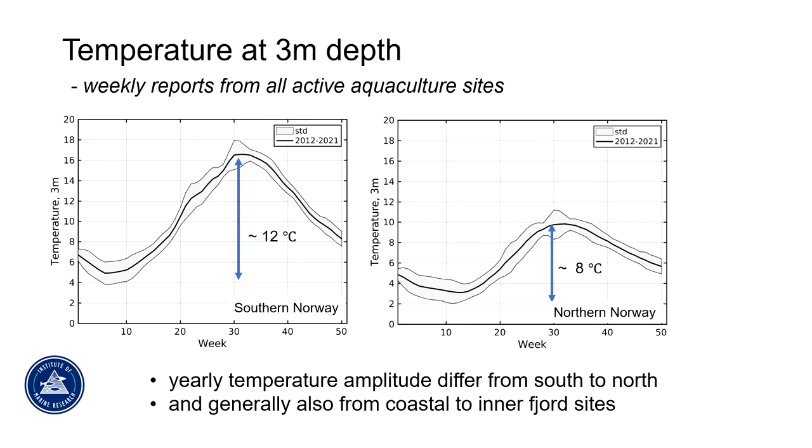Before I start to talk about the effect the warming has on salmon lice biology, I would just like to remind you about the water temperature in Norway, where the temperature range between winter and summer is roughly from 4 to 16 degrees in south and from 2 to 10 degrees in north. And this means that the seasonal variability and also the variation between south and north is much larger than any other temperature signal. And the standard deviation, as you see in the gray shaded areas here, is up between 1 and 2 degrees.